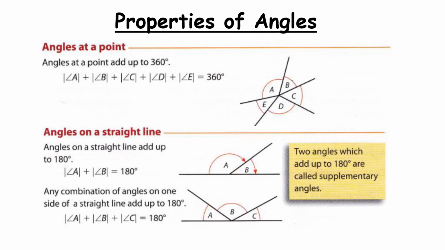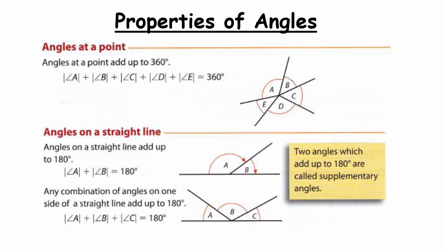Angles on a straight line will always add up to 180 degrees. In the first picture here, we can see that the angle A plus the angle B, when added together, do create a straight line, which means the size of angle A plus the size of angle B equals 180 degrees. Note that 2 angles which add up to 180 degrees are called supplementary angles.